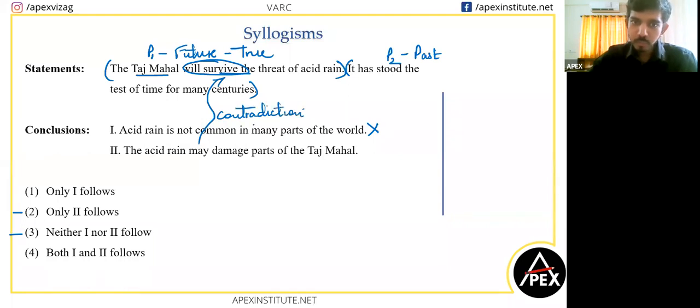The premise can never be false. If acid rain may damage parts, then it will not survive, no? So as it is a contradiction, this conclusion becomes invalid. Premise is always true. So if the Taj Mahal will survive the threat of acid rain is being told to us, then this conclusion cannot be valid. So the answer here is neither 1 nor 2.